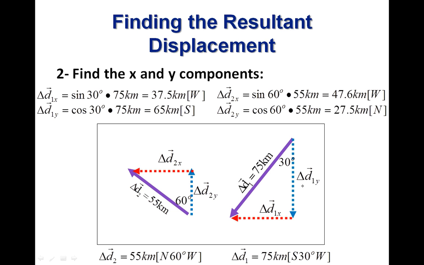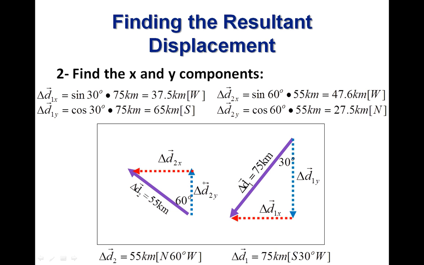Similarly, for the y component, it's the adjacent side. We know the hypotenuse, so I can take cos. So use cos 30 times 75, giving me 65 kilometers south. So I figured out that this vector is going 65 kilometers towards the south. So remember to always put the direction in square brackets for these when you're doing the components. And double check that the x is going to be east-west and the y's are going to be north and south. I do the same thing with the second vector.